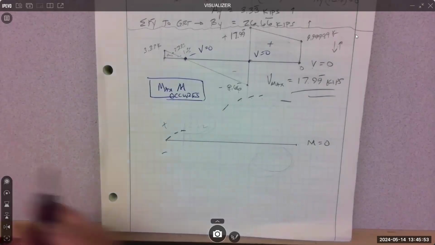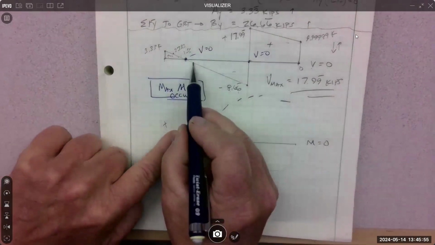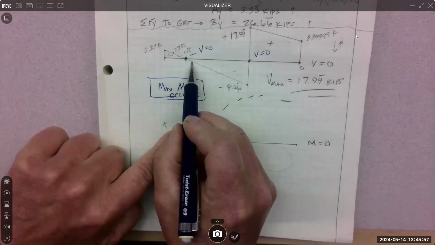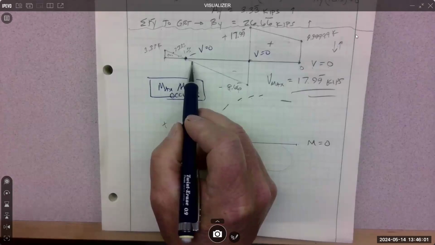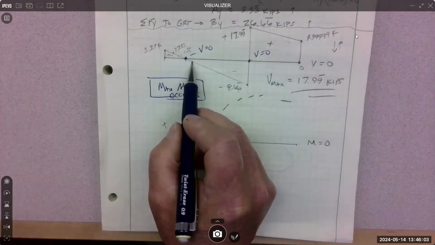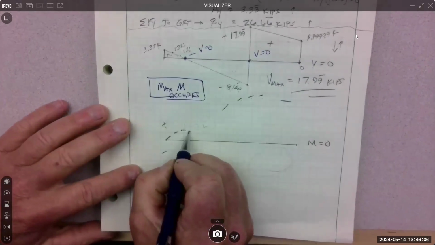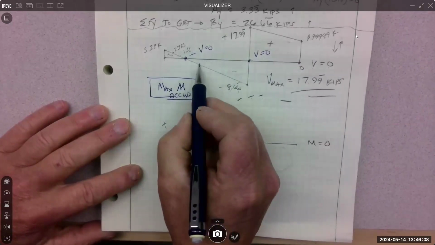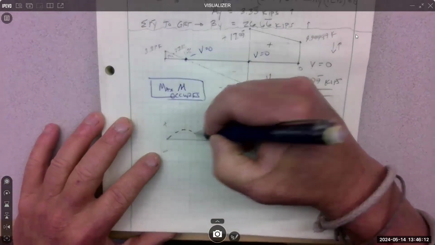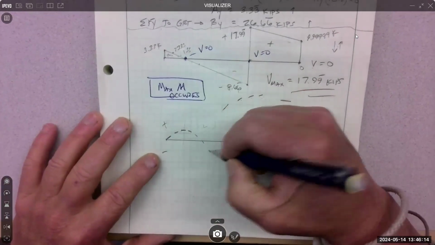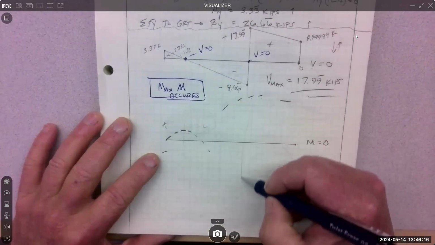Right? Now, it goes what? Negative, but just a little negative. Right? A little negative slope is like right here. And then what? A little more negative. And a little more negative, and a little more negative, all the way to here.